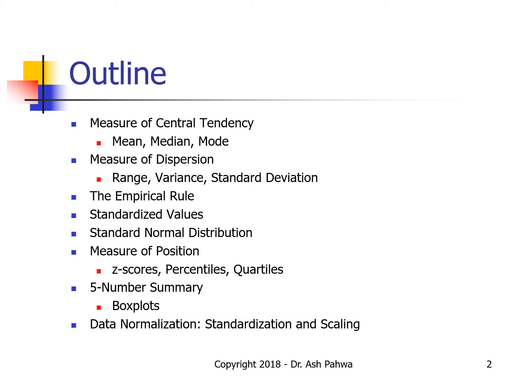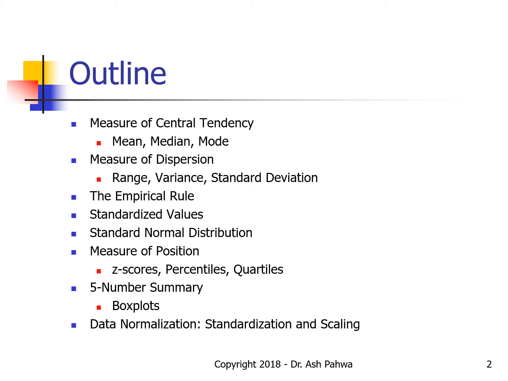Next, we are going to cover the measure of dispersion. It means how much amount of variance do we have in the data. So this covers range, variance, and standard deviation. Then we're going to cover the empirical rule, which is the standard normal distribution curves, the standardized values, and the standard normal distribution.